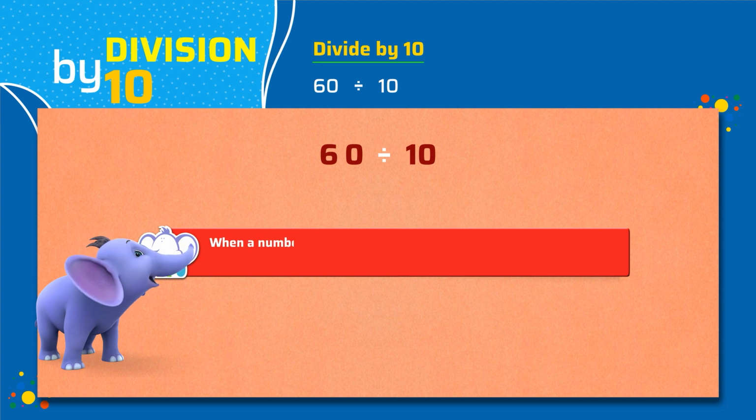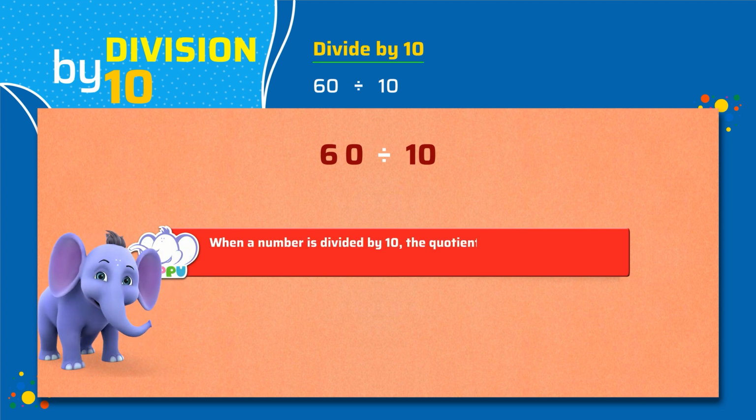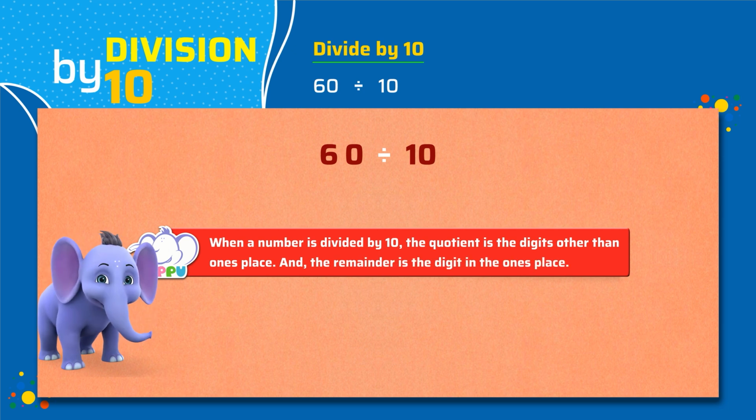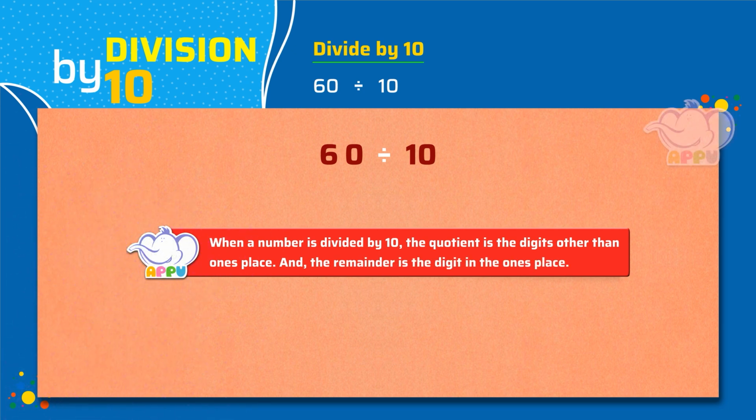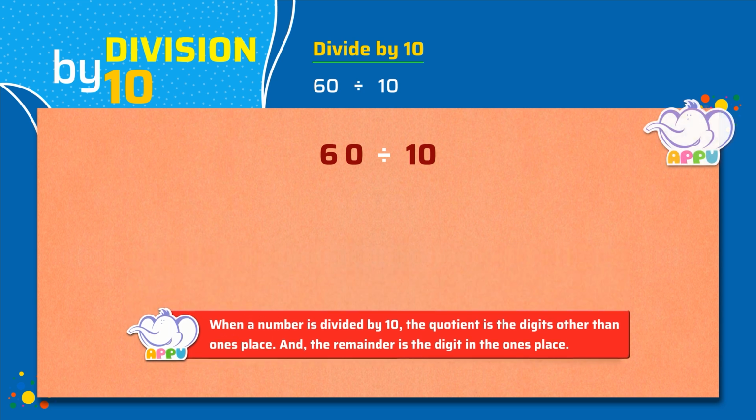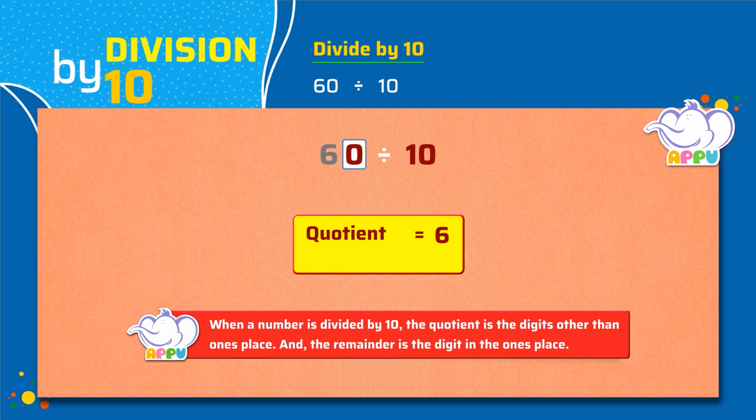When a number is divided by 10, the quotient is the digits other than the ones place, and the remainder is the digit in the ones place. So, the quotient is the digit other than the ones place, that is 6. And the remainder is the number in the ones place, that is 0. That's better.